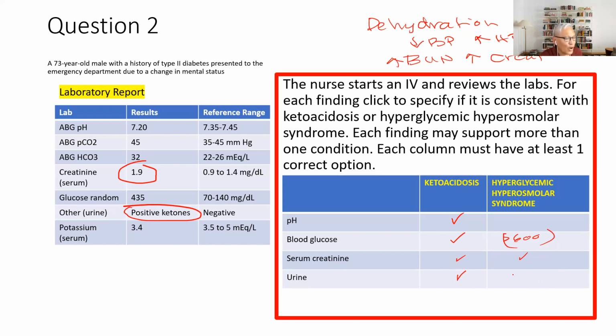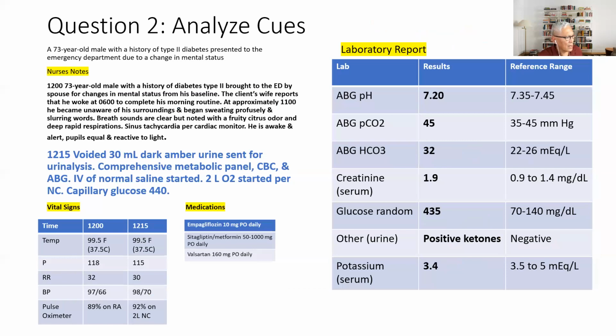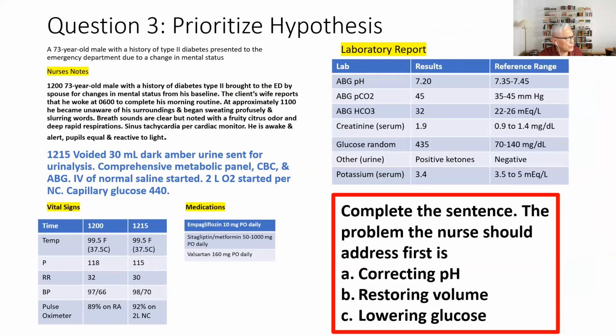Maybe. No, right? That's the one that differentiates it. So this one is going to be no. So the urine is going to be positive for ketones in ketoacidosis. All right, let's go to the next question.